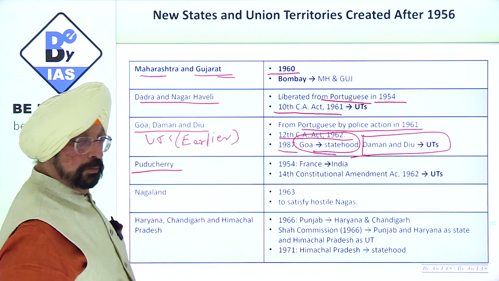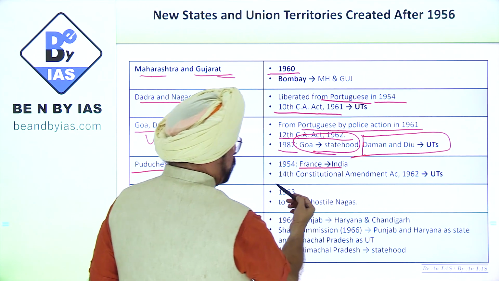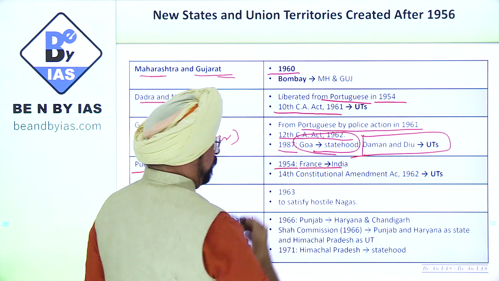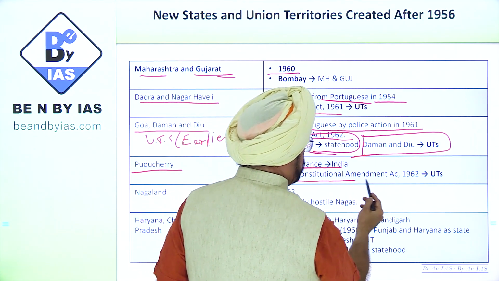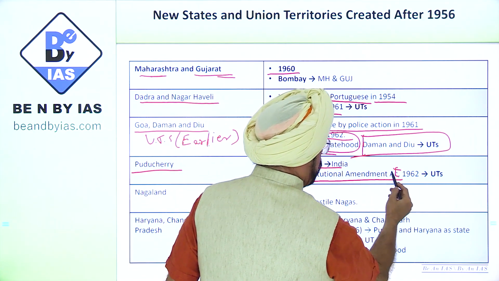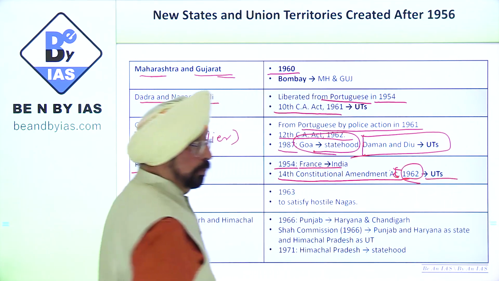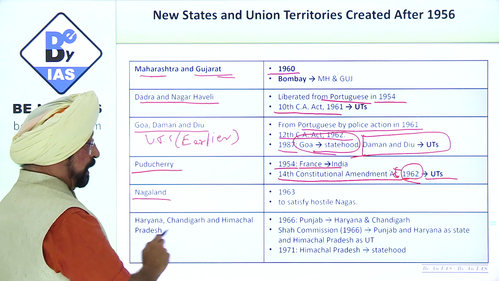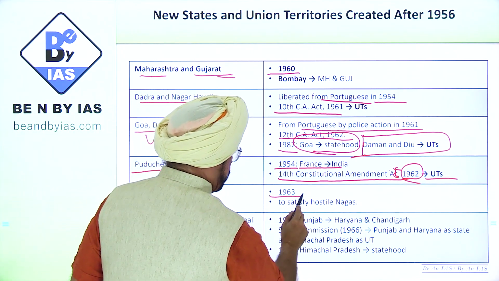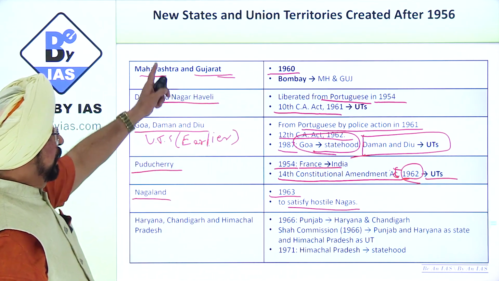Puducherry, earlier it was called Pondicherry. It was under French rule. It was liberated in 1954, and through the 14th Constitutional Amendment Act of 1962, it was made a union territory. Nagaland, in 1963, to satisfy the hostile Nagas, this is a new state created.